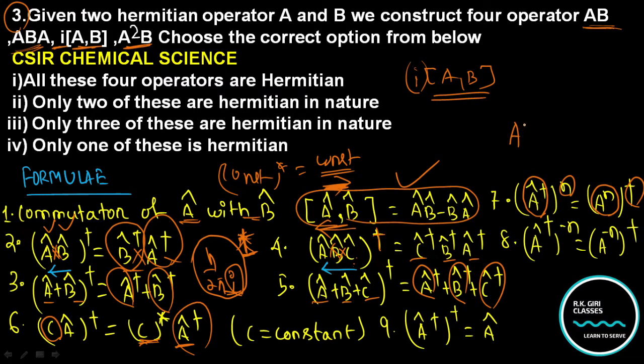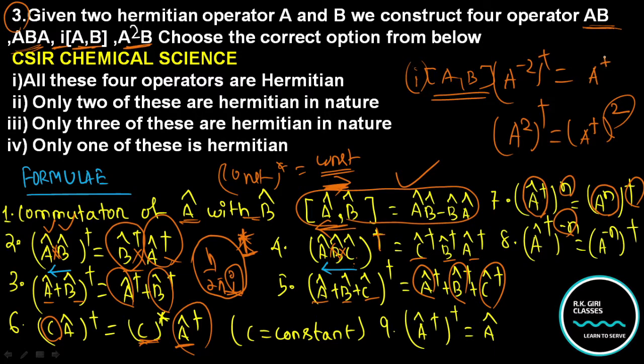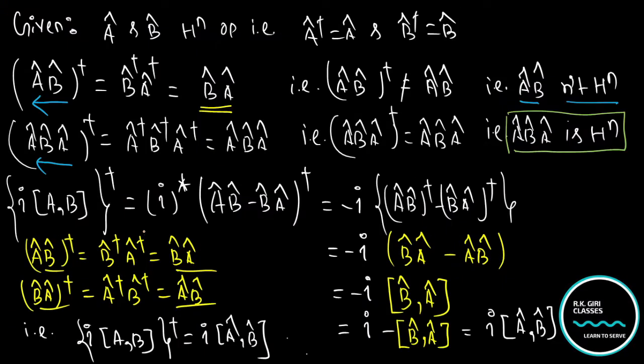Suppose you have to find the dagger of A square. You first find A square dagger, and whatever the result is, you just square it, very easy. If it is A to the power -2 dagger, simply do A dagger to the power -2, nothing more to it. Or you simply calculate this one and put the dagger. So it is better not to make it complicated, just find the answer and then square it. Okay, clear? Let's come to the point.